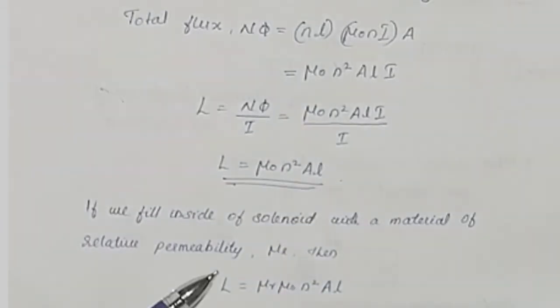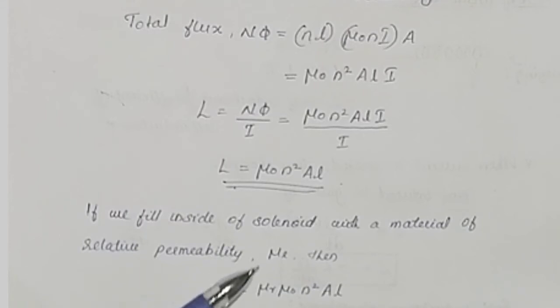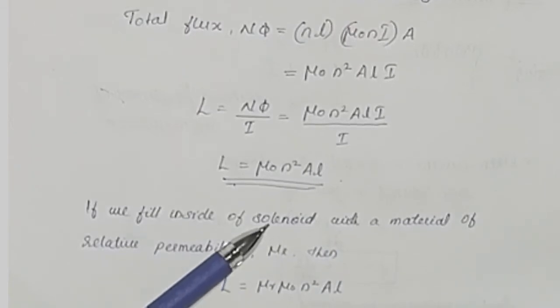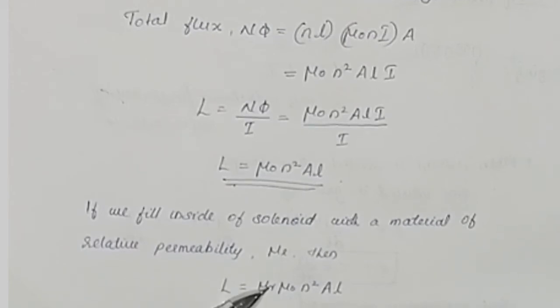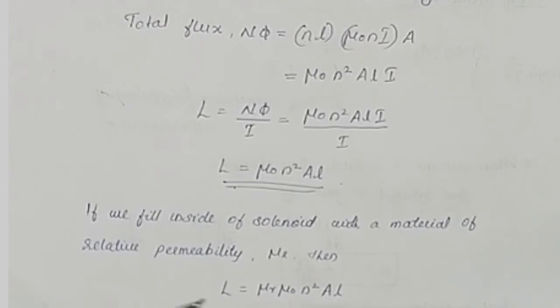Now if we have a material with a relative permeability μr inside the solenoid, that is, if we fill inside the solenoid a material with the permeability μr, then our expression changes to L is equal to μrμ₀n²AL. So this is all about the self-inductance of a solenoid.